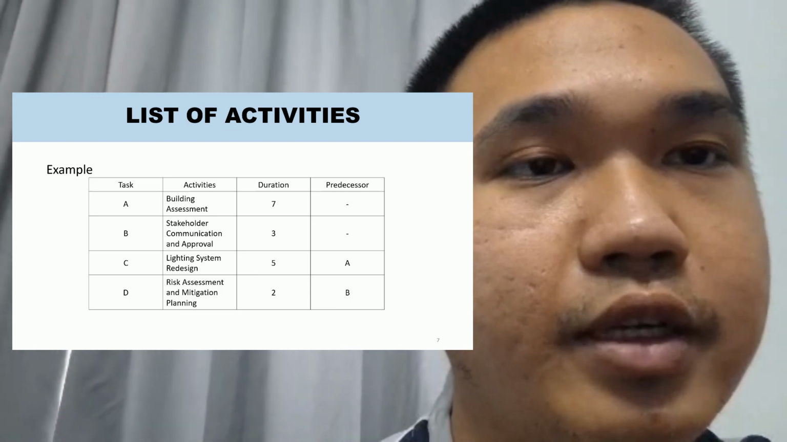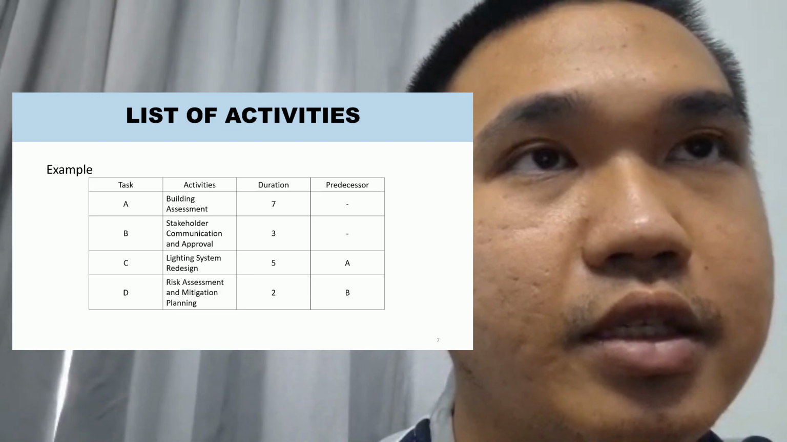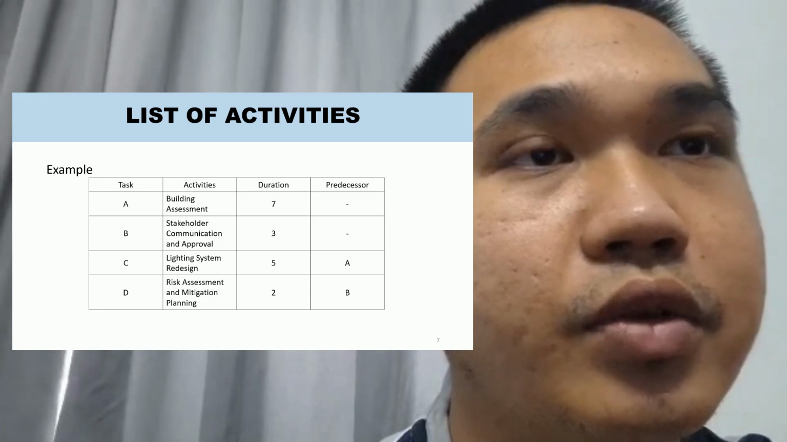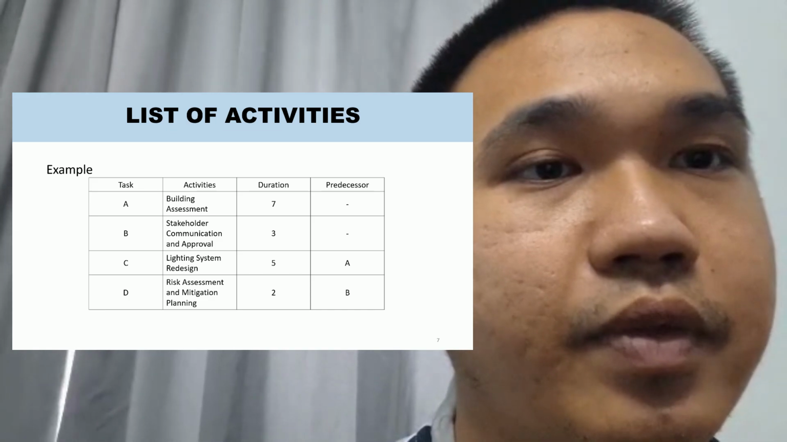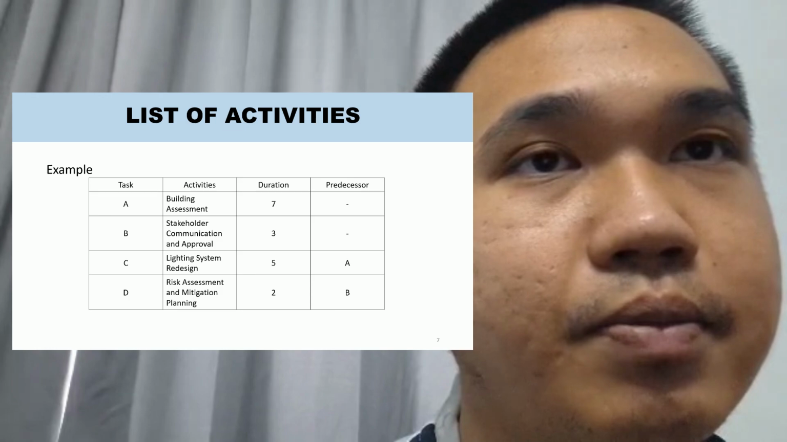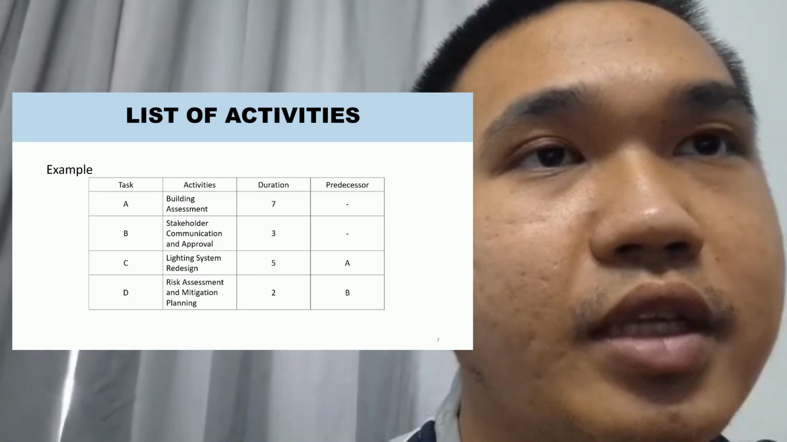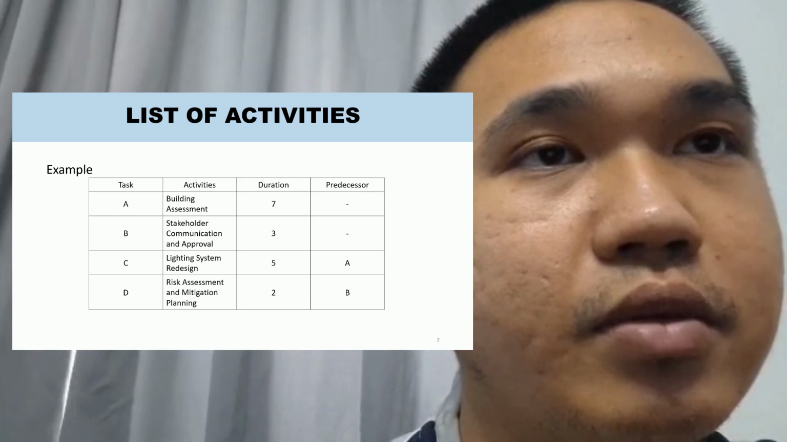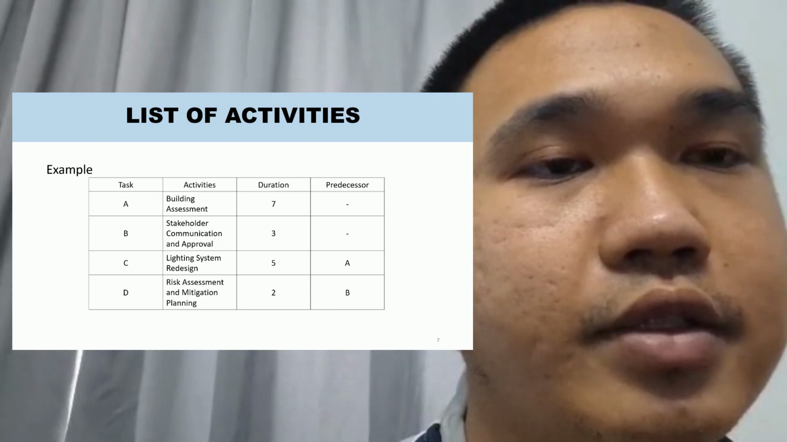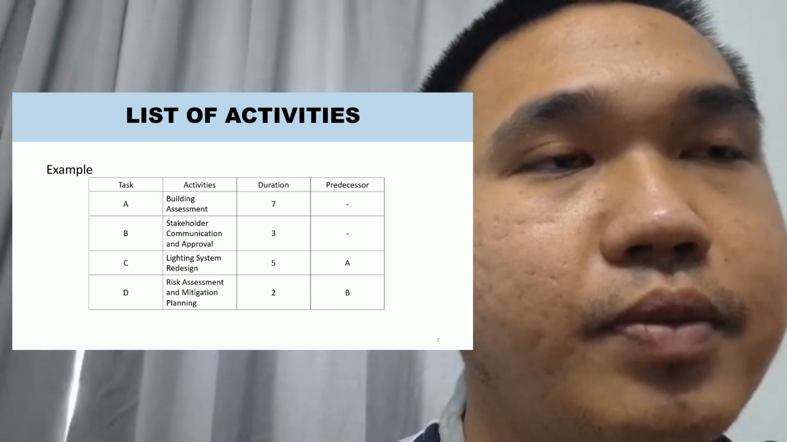I will cover the work breakdown structure. The first part of the work breakdown structure is a list of activities, durations and predecessors. As an example shown in the table, there is a list of activities and the duration estimate for every single activity, along with the predecessor.